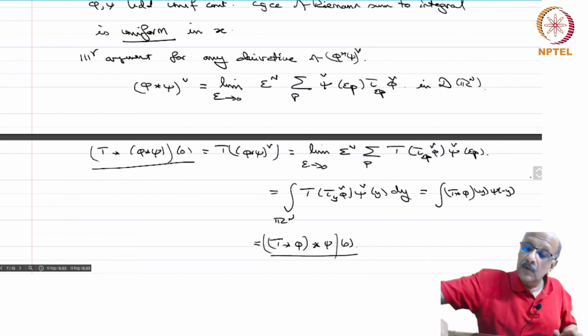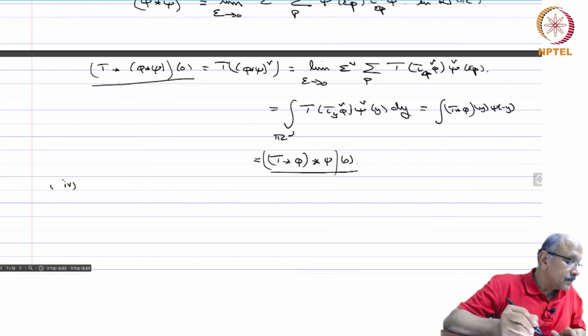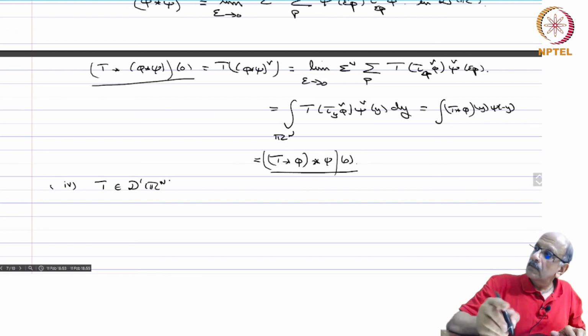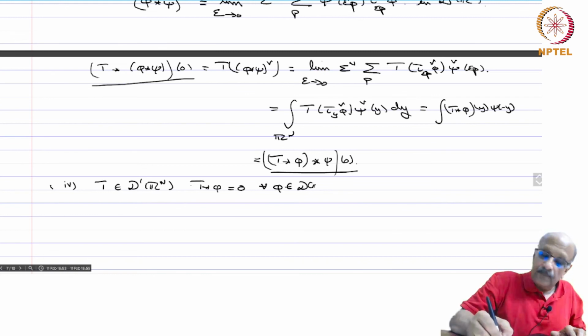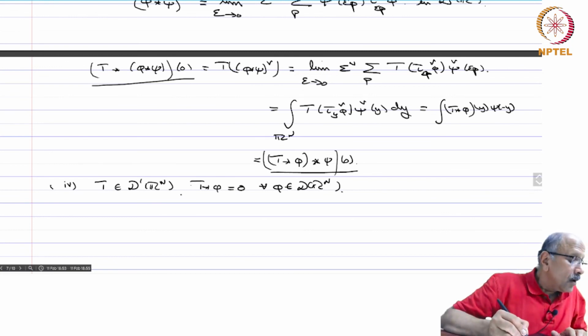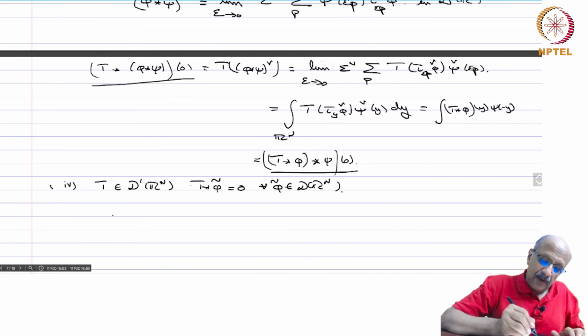Okay, and now for the fourth part. Let T be in D prime of Rn and T star phi equal to 0 for all phi in D of Rn. Now let us take phi tilde. For all phi tilde in D of Rn, phi tilde chesh is also in D of Rn.